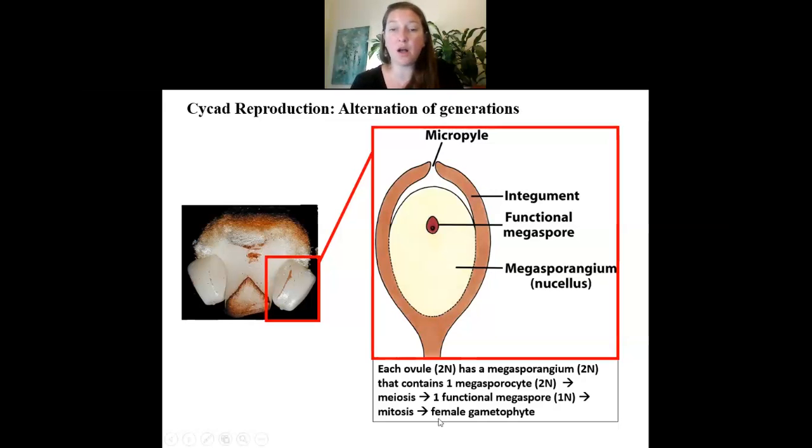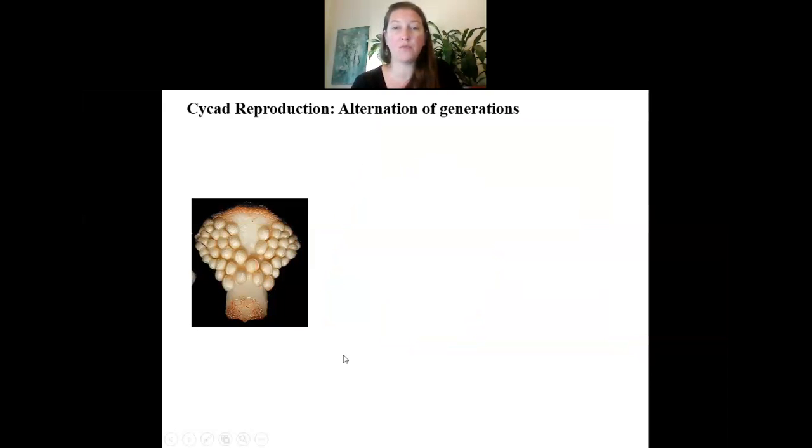Inside of each ovule, you have the Megasporangium. So I can draw it here. This is the Megasporangium inside of the ovule. Inside of there are the spore mother cells that are going to undergo meiosis. Ultimately you end up with just one megaspore inside, and the megaspore will undergo mitosis and create the female gametophyte plant. A little more complicated than we saw before.